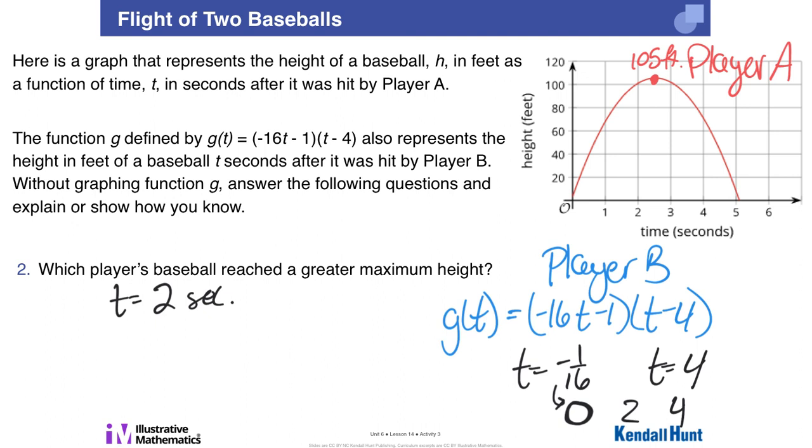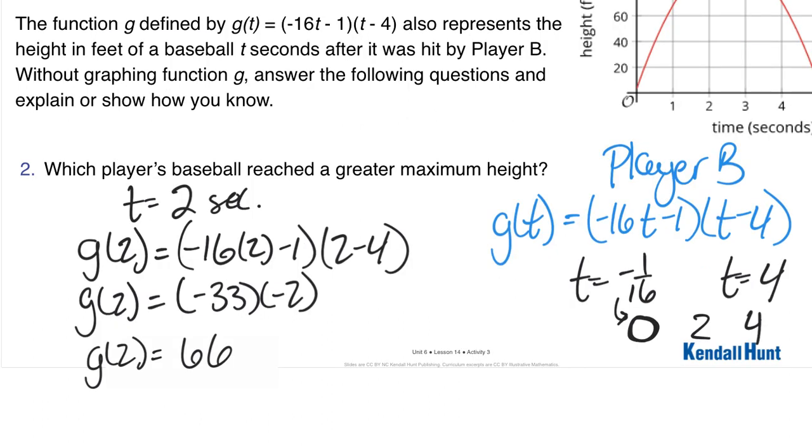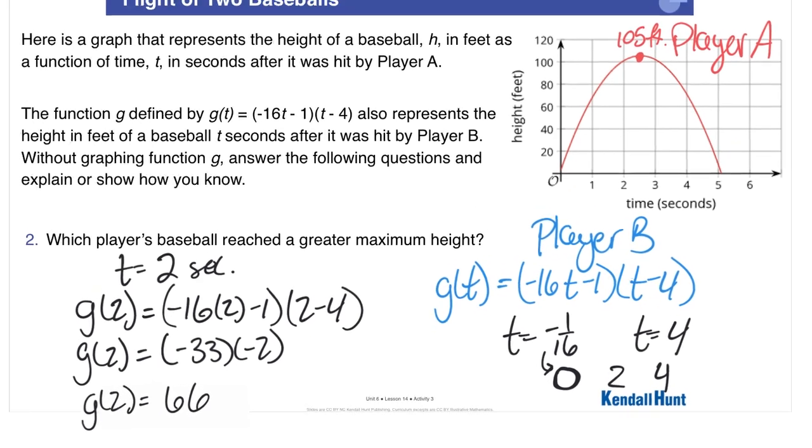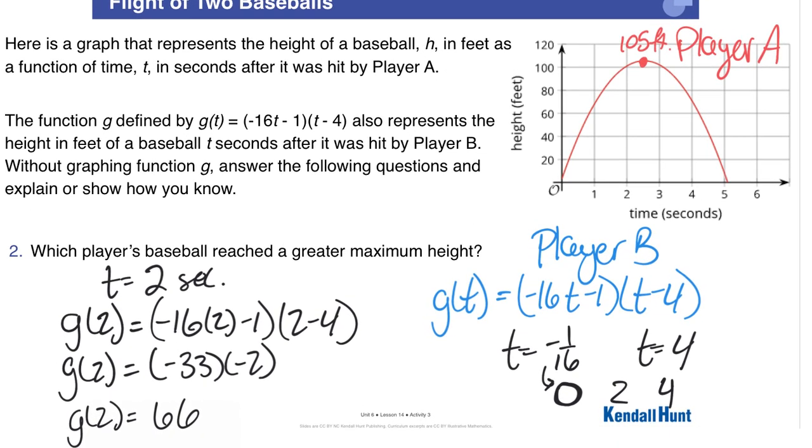Now what that height actually is, we can take that 2 and plug it into our equation. For player B, when we plug in 2 seconds, that's when the ball is at its highest, we're going to get a height of 66 feet. Now comparing that to player A, even though we had to estimate that 2 seconds was the vertex, player A is clearly going to be much higher than player B.